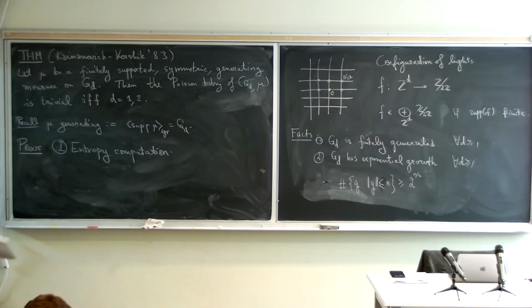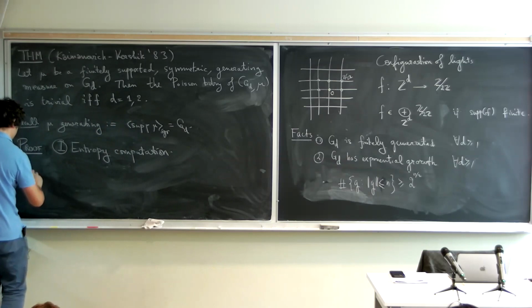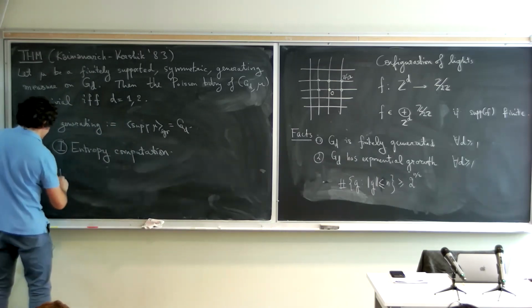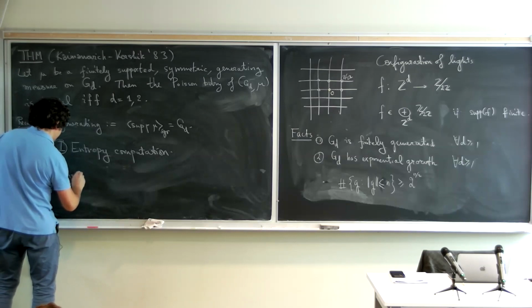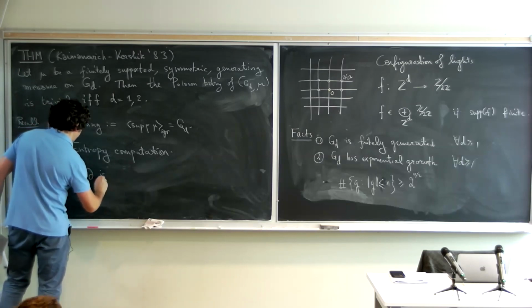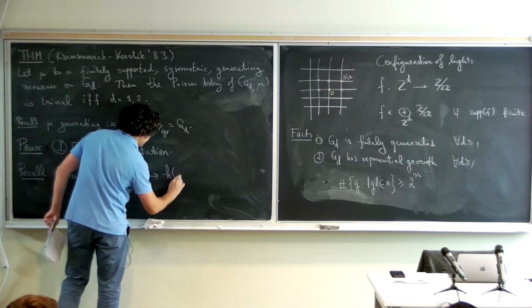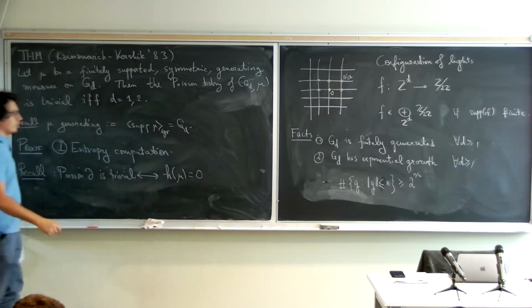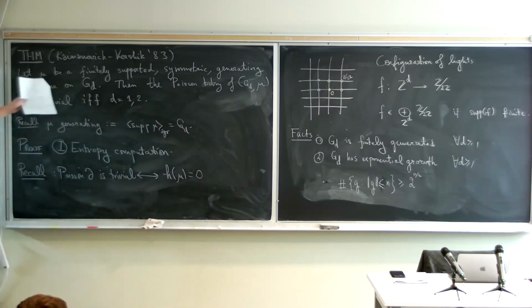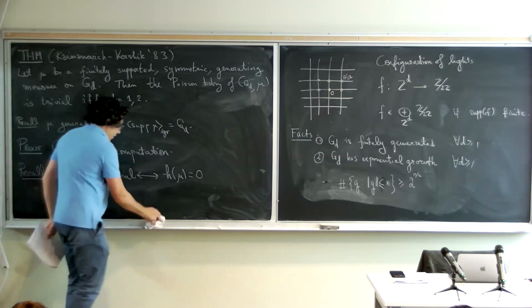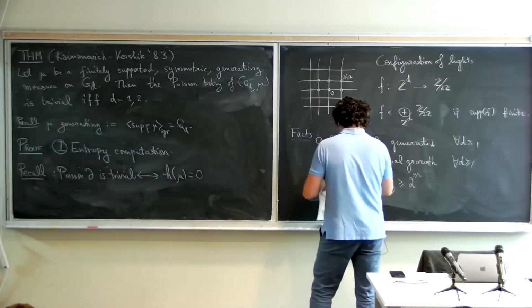Okay, so recall, of course, that we know that the boundary is trivial if and only if the asymptotic entropy is 0. So recall the entropy criterion: the Poisson boundary is trivial if and only if the asymptotic entropy is 0. Because this measure is finitely supported, for sure it has finite entropy. So we have to maybe compute the entropy.